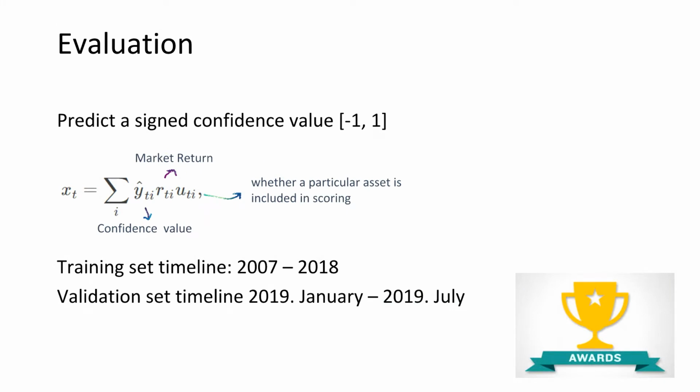The training set timeline is from 2007 to 2018, so we have around 10 years of data to make the training set. For the validation set, it's pretty interesting for this competition that the validation set starts after the competition, from January 2019 until July 2019. So the results will come out after July this year, and we will know who is the winner.